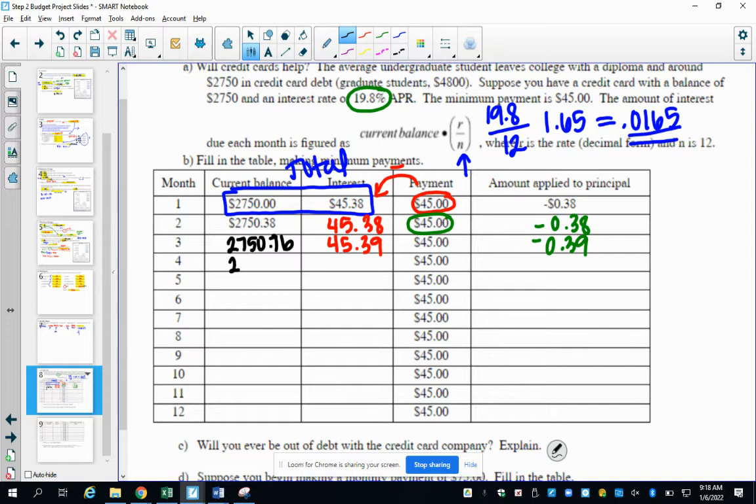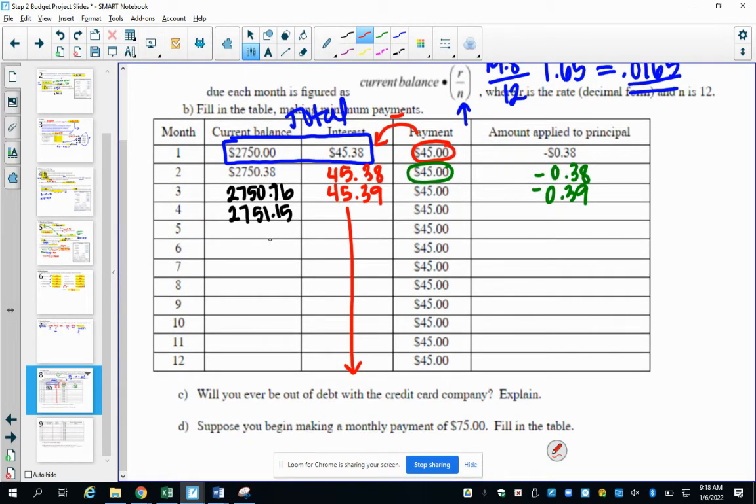Okay, so $2,750.76 plus 39 cents is $2,751.15. So hopefully you're starting to recognize this is just going to keep getting bigger because your balance keeps going up. So 1.65% of a number that's going up is going up. And you're still only paying $45. So are you ever going to pay off this loan? No, because you're not making a payment higher than your interest.